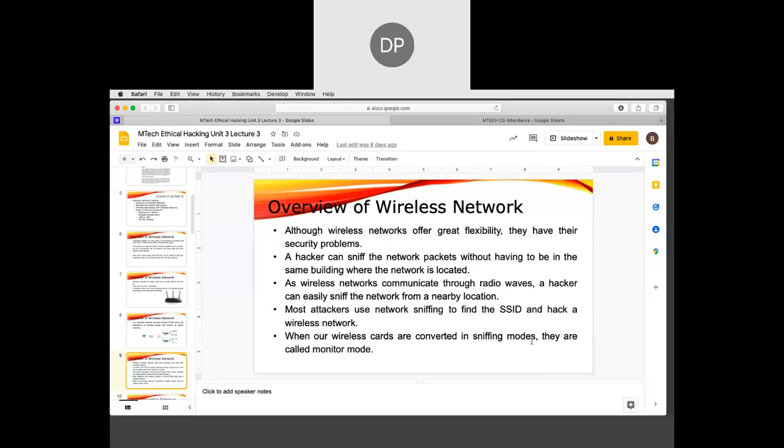I have one doubt. What is SSID? Johnson, Sayed, Vanita, what is SSID?